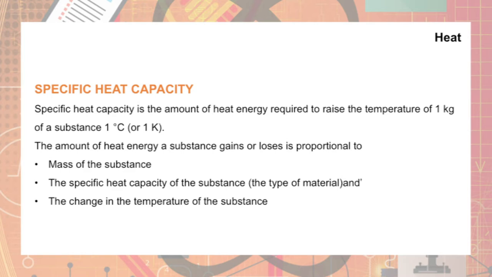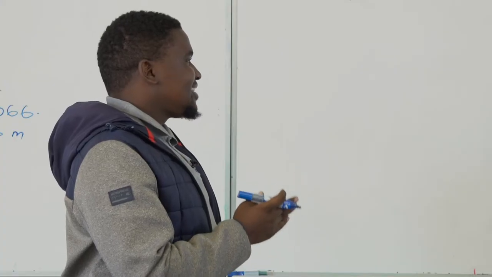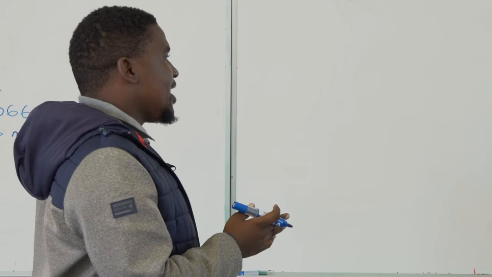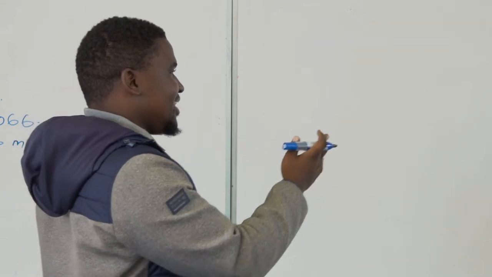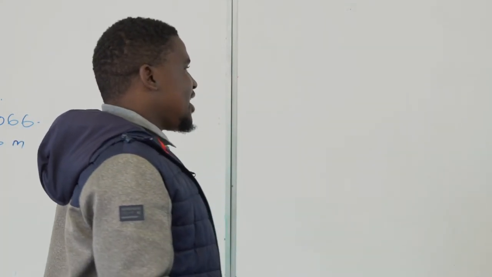Then now, I want us to look at what we call the specific heat capacity. When we are looking at our PowerPoint slides, it is said there that the specific heat capacity is the amount of energy required to raise the temperature of 1 kg of a substance by 1 degree Celsius or 1 Kelvin. The amount of heat energy a substance gains or loses is proportional to the mass of the substance, the specific heat capacity of the substance, the type of material, and the change in temperature of the substance.